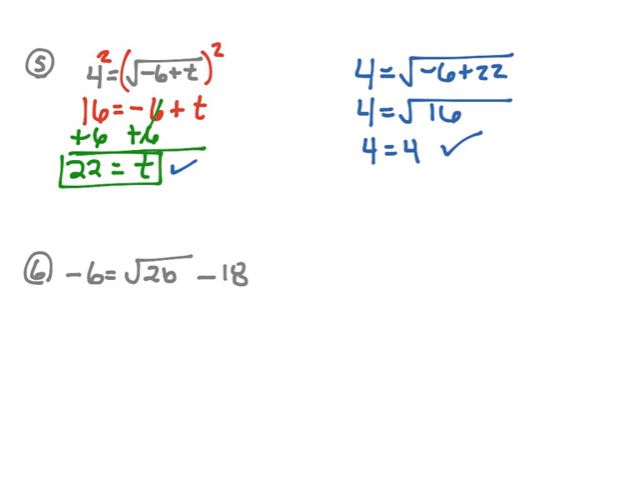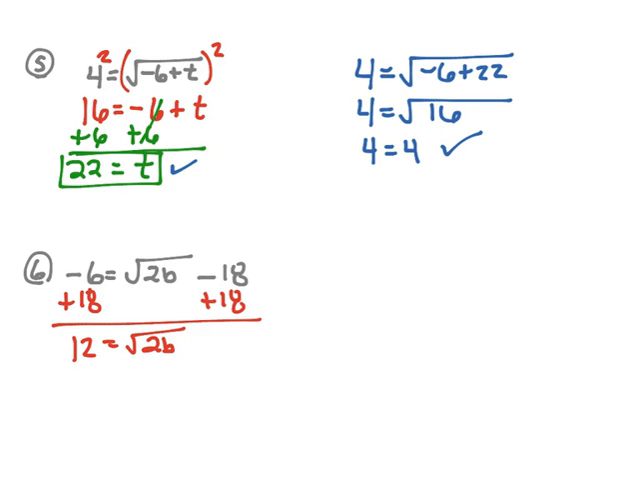Alright, let's try one last example. Number 6, we got negative 6 is equal to the square root of 2b minus 18. First thing we're going to do is isolate the radical. Move that 18 to the other side. So the opposite of subtracting 18 would be to add 18. Alright, so if I add a negative 6 plus 18, I end up with a 12. And I'm still left with the square root of 2b.